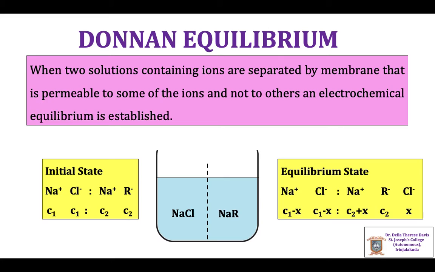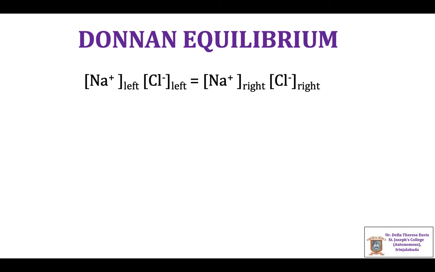And if the solutions are assumed to be dilute, the equilibrium molar concentrations of NaCl should be the same on both sides of the membrane according to the thermodynamic equilibrium. So initially C1 is greater than C2, and if we take dilute solutions, equilibrium is established when the concentration of diffusible ions becomes equal on both sides. Thus we write the concentration of Na+ into the concentration of Cl- at the left side equal to the concentration of Na+ into the concentration of Cl- at the right side.